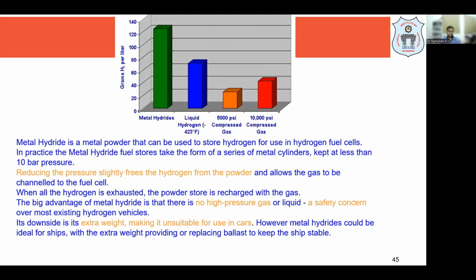How many grams of hydrogen per liter can be stored is shown in this diagram. What we can see is that reducing the pressure slightly frees the hydrogen from the powder and allows the gas to be channeled to the fuel cell. That's what a metal hydride does. A metal hydride is nothing but a metal powder which can be used to store hydrogen for use in hydrogen fuel cells. So these metal hydride fuel stores take the form of a series of metal cylinders kept at less than 10 bar pressure.